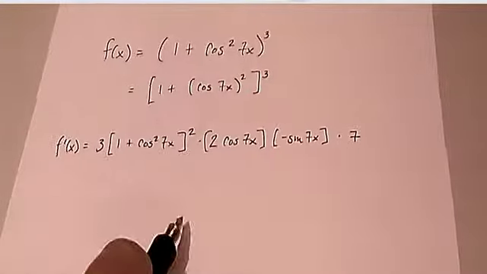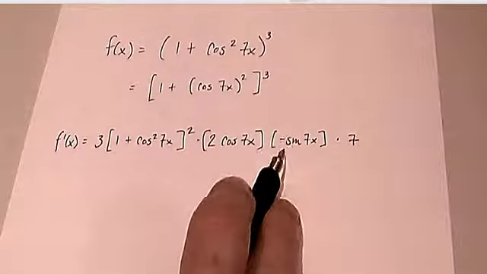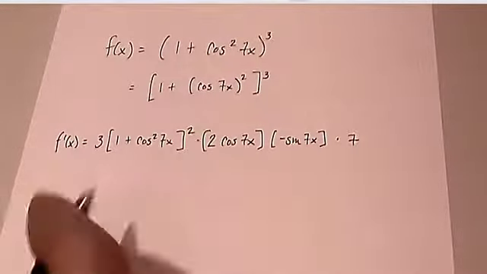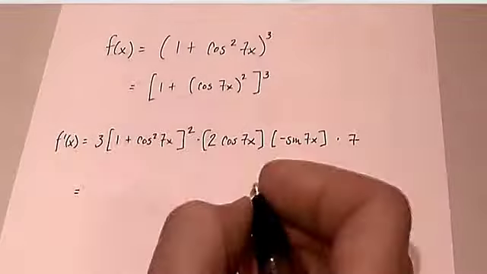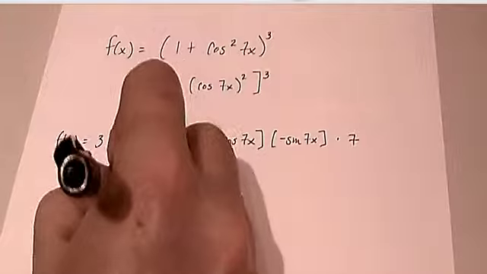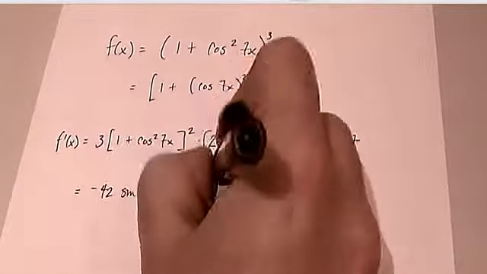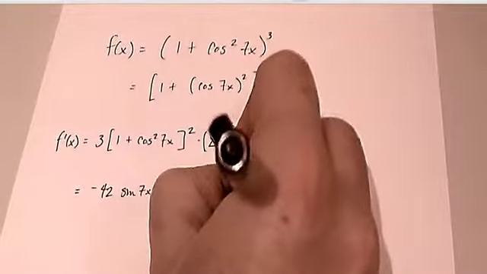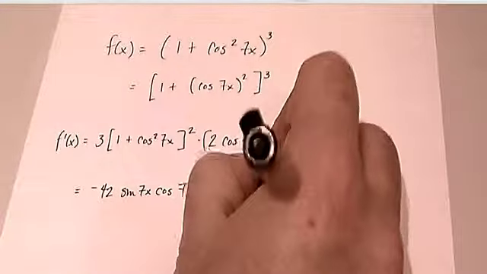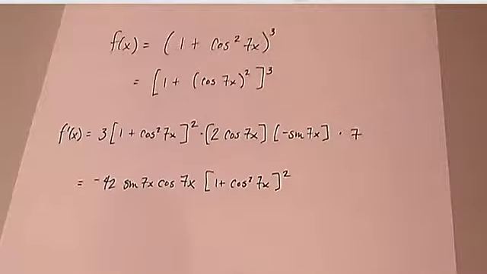And your teacher will probably want you to combine the numerical factors, right? The 7 and the -1 and the 2 and the 3. So let's go ahead and perhaps we can sort of put some of that together. We get negative 42 sine 7x cosine 7x and then 1 plus cosine squared 7x squared or something like that. And that would be just about as simple as you can get it.